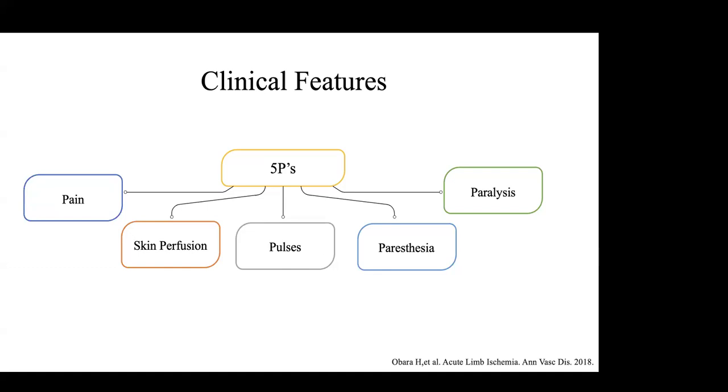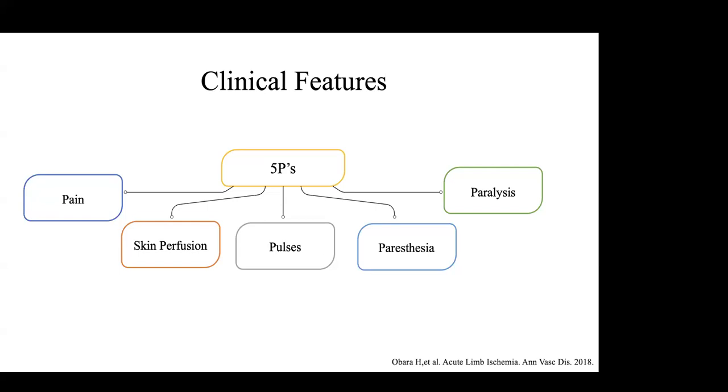The skin perfusion is affected. So in cases of acute lower limb ischemia, the temperature, color, and capillary refill, all of these will be affected. So the extremity will be cool, that is poikilothermic, pale or mottled in appearance, and with a delayed capillary filling time. Blistering of the skin is an ominous sign which is indicative of advanced lower limb ischemia.